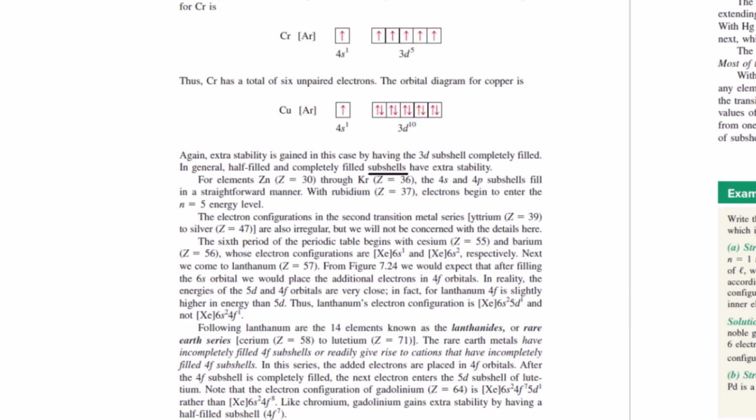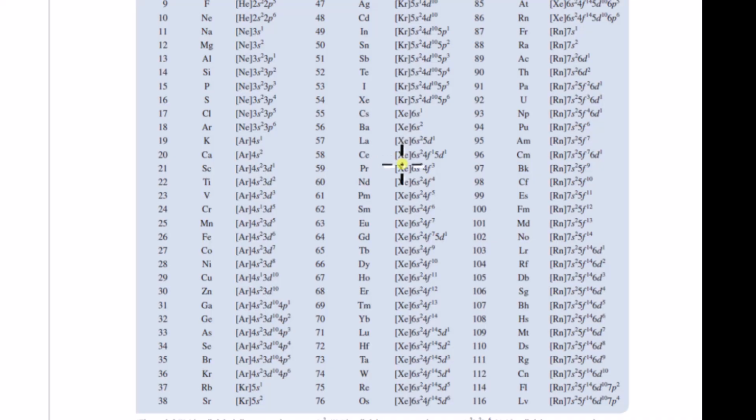Yeah, so we saw that. There are irregularities as you go through the lanthanides. You don't just keep going with the pattern. You have another irregularity.